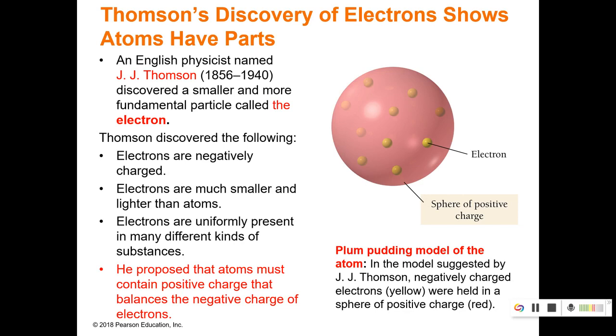What he did was shoot the cathode ray between charged plates, and the charged particles got deflected, the negative ones did, towards the positive plate. So then he was able to discover that there are electrons, or something negative, in here, because they were attracted to the positive plate. He said that atoms must contain a positive charge that balances the negative charges that he found. And he is responsible for the plum pudding model. The picture is above.